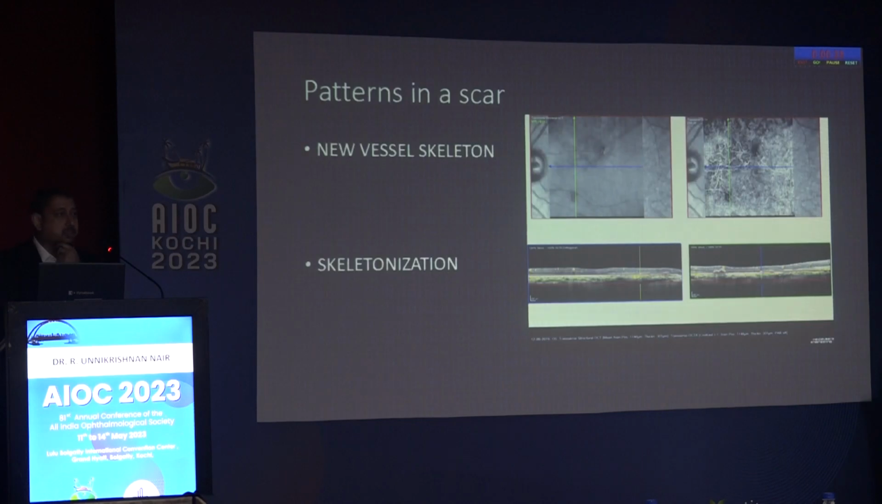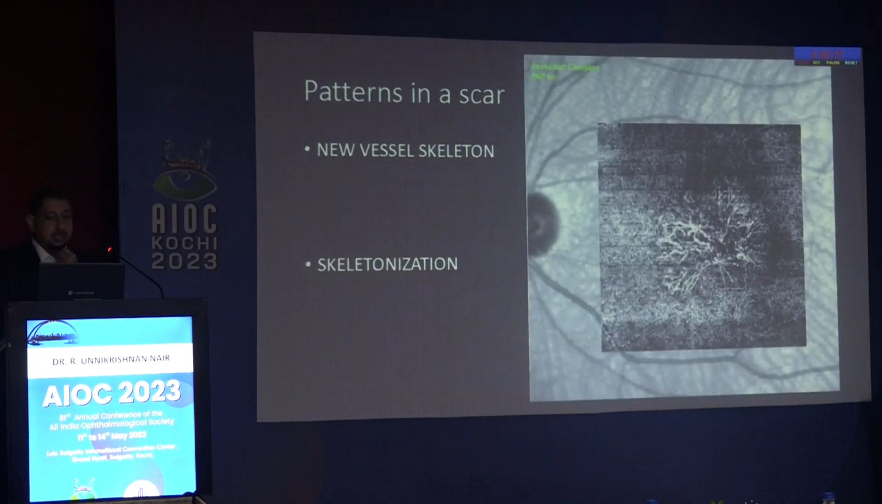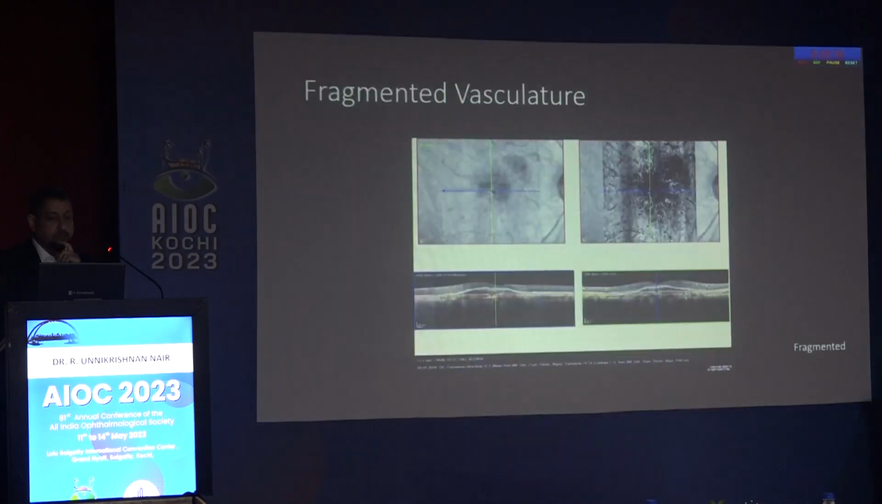And the second point is called skeletonization. When the CNVM breaks into small pieces and looks like the bones of a hand, that is when you see the flow is fragmented in the CNVM, and that is a sign of regression of the CNVM, or skeletonization. Okay, you can see it well in this picture.